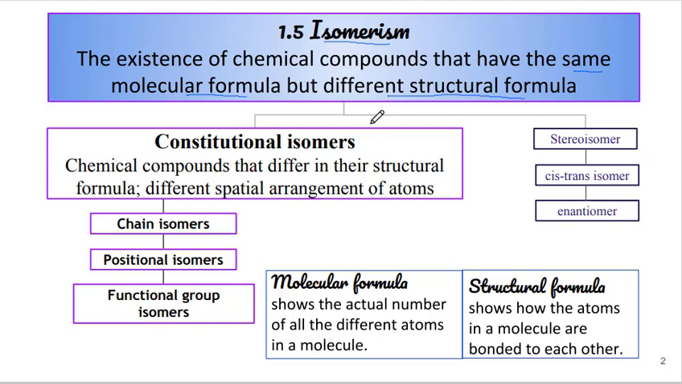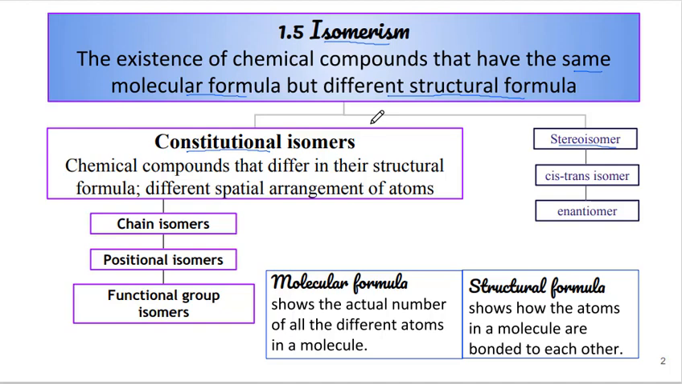Okay, alright. So isomer ni terbahagi kepada dua sebenarnya, iaitu constitutional isomer and stereoisomer. Okay, so stereoisomer ni nanti you akan belajar dengan lebih detail once you enter PST. Okay, so nanti you akan tengok stereoisomer tu terdiri daripada cis trans isomer dengan enantiomer lah. Okay, but for now we just focus on constitutional isomer.